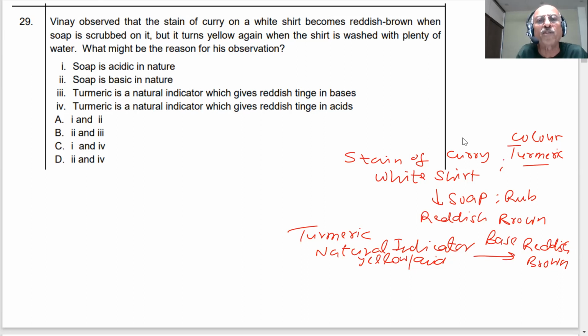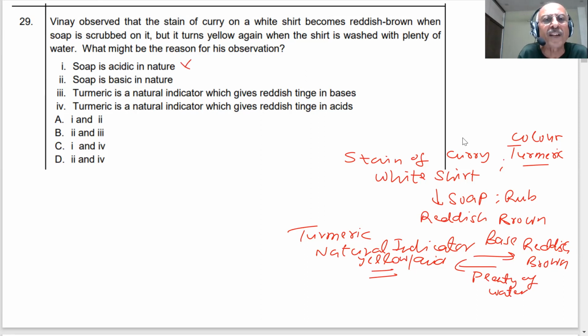It turns yellow again when the shirt is washed with plenty of water. When you wash it with plenty of water, the base is removed and the color goes back to yellow. Now, what does it show? Soap is acidic in nature?